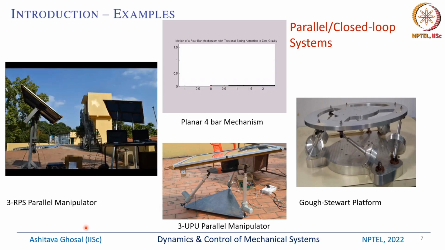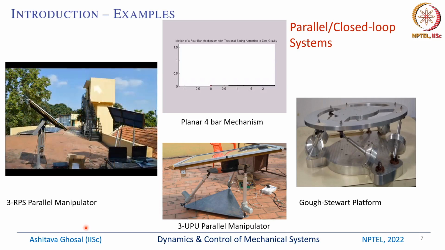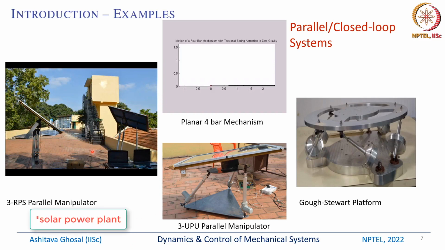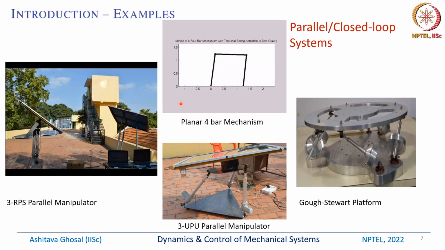By moving this mirror throughout the day, according to some algorithms, you can see now it is looking very different than in the morning. We can still focus the beam to this receiver. And in an actual solar system, maybe you will have some kind of a system here which will convert this thermal energy into electrical energy.